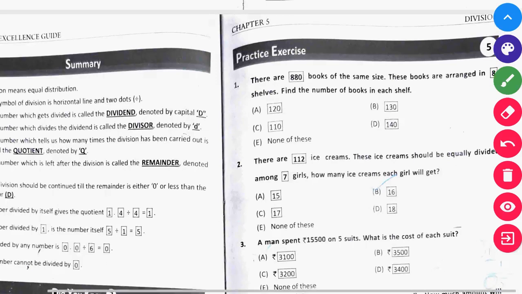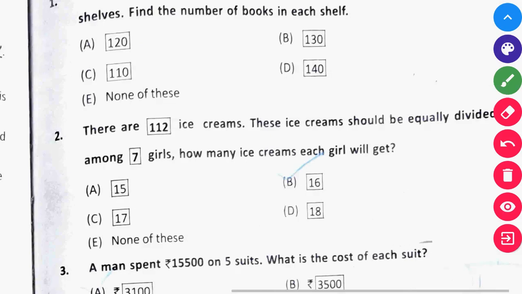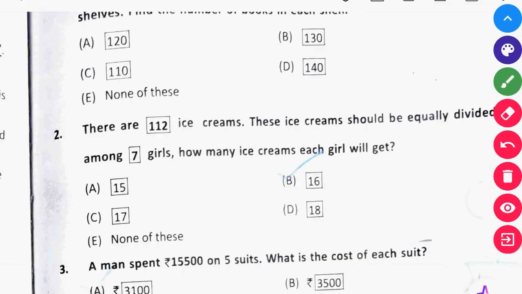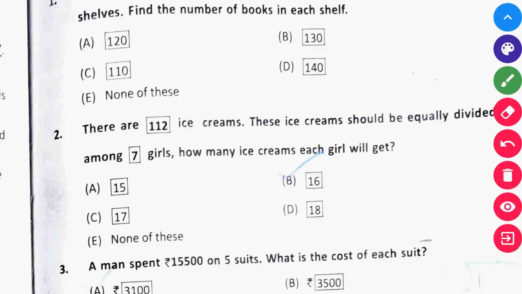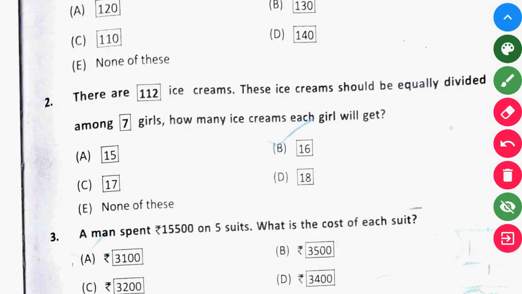Now there are 112 ice creams, and these ice creams should be equally divided among 7 girls. So we have to distribute the ice creams equally to all the 7 girls. What we should do here is divide 112 by 7. Now see, 1 cannot be divided by 7, so we consider two numbers. Now 7 ones are 7, because 7 twos are 14, and 14 is greater than 11.